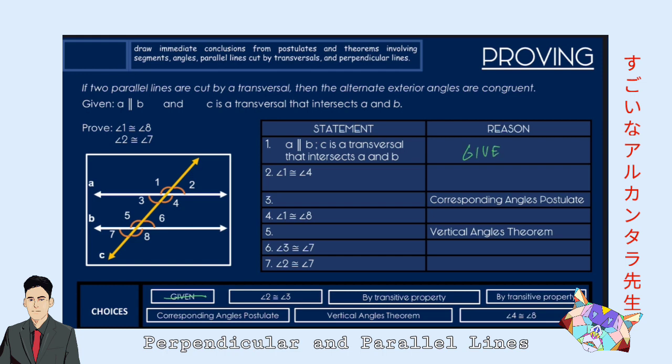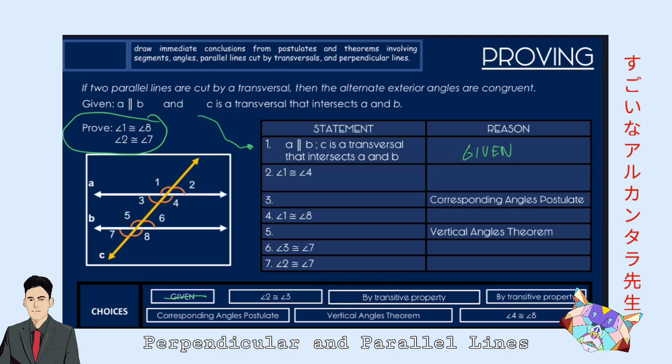Given, always. Now, you might be confused, sir, why are there two things that we need to prove? Basically, we're going to prove two things in this case. That's why it's a tad bit long. But we start here one by one. So we always do this in succession.